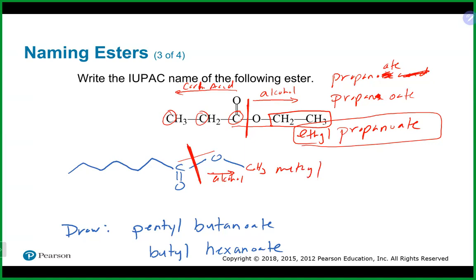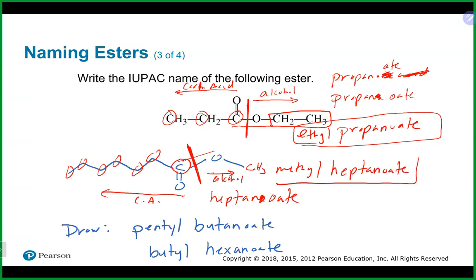Heading the other way, with our double bonded carbon oxygen, is our carboxylic acid. I actually drew the C there. So that's 1, 2, 3, 4, 5, 6, and 7 carbons, which is really based off of heptane. I'm personally just going to drop the E and put OATE at the end of it. So putting those together should give us methyl heptanoate in this case. Any questions on that one there?